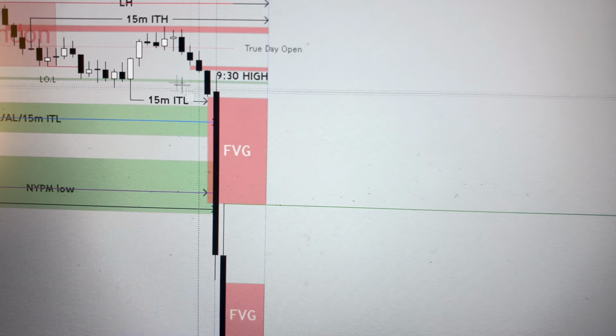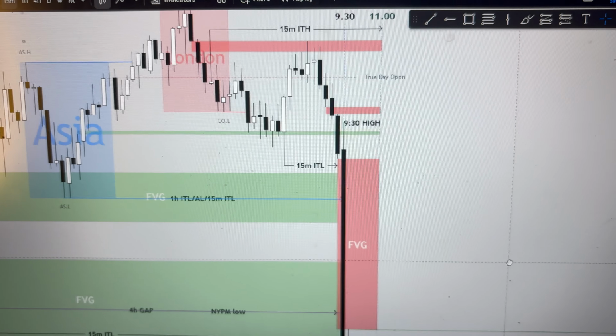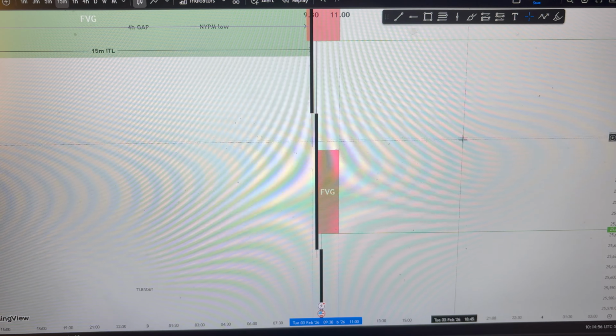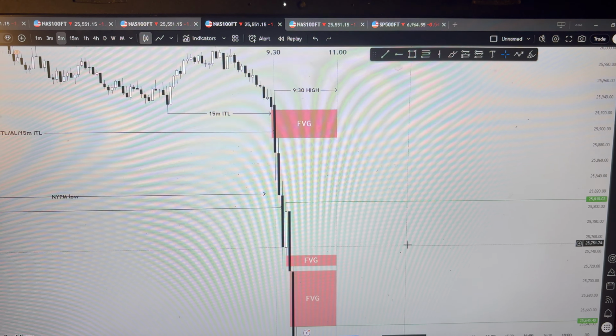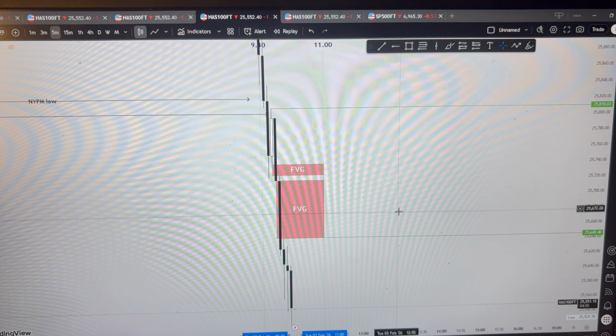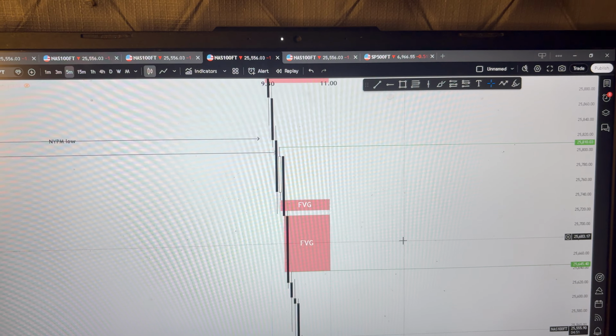Wait, I'll show you all. It opened around here and after that the market just dumped down. It didn't retrace into any of the 15-minute gaps and it made many 5-minute FVGs, but didn't retrace into the 5-minute gaps also. So my setup did not form here.